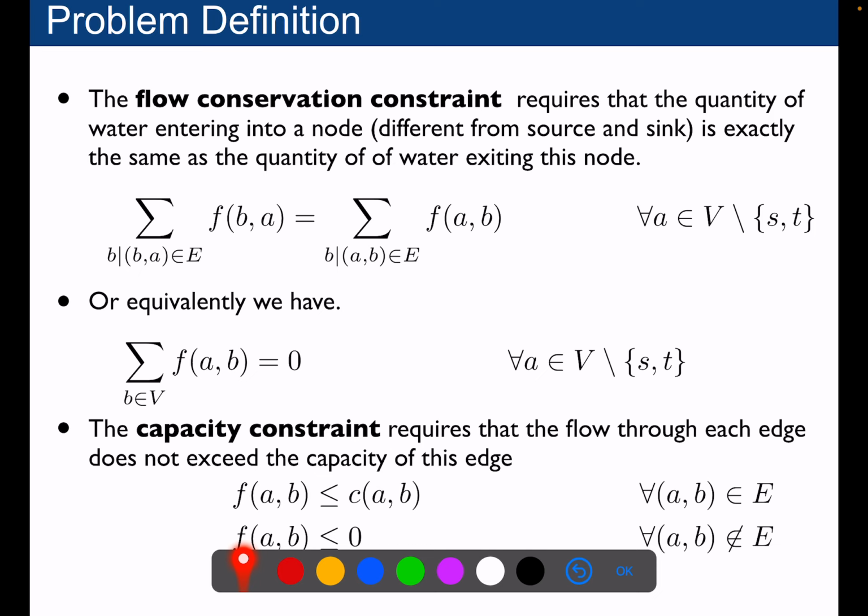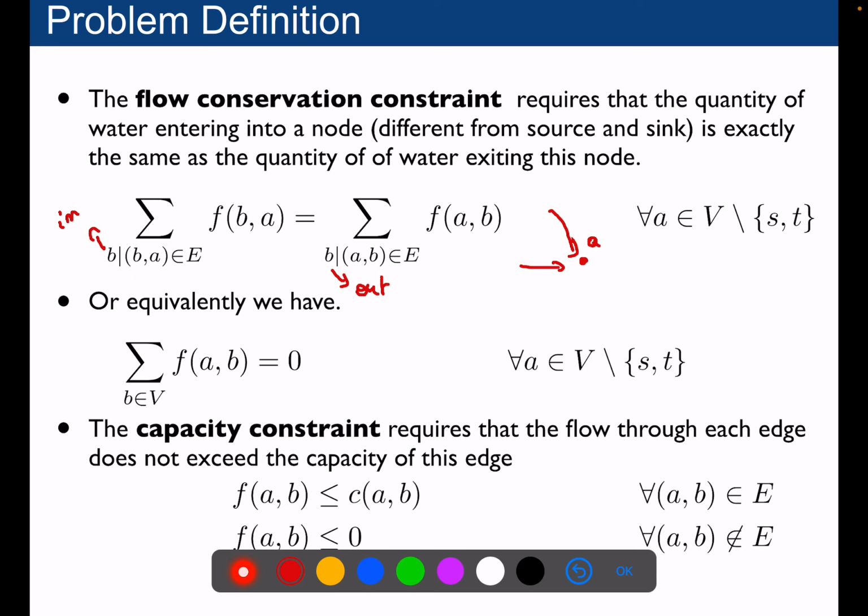The flow conservation constraint can be written like this. We say that B is an incoming node, that's an incoming out node, and B here is the out node from node A. And so we have here the flow conservation constraint inside node A.